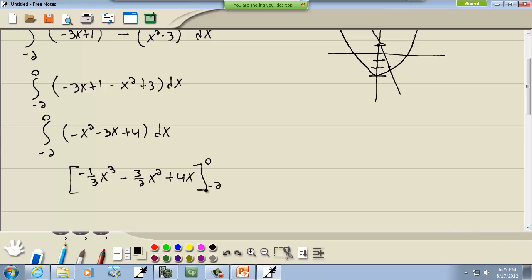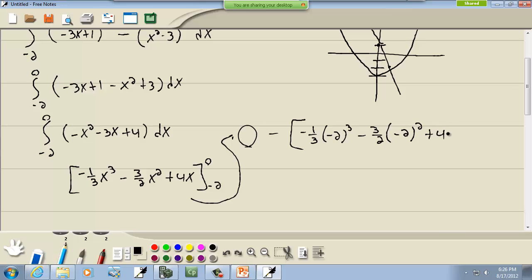Now when I put 0 in there, the 0 is not going to do anything, so we just get one big 0 there. Because if I put this 0 in here, 0 to the third is 0, times that is 0, this is 0, this is 0. So we just have to worry about negative 2. So I've got negative 1/3, and then negative 2 to the third power, minus 3/2, negative 2 squared, plus 4 times negative 2. Negative 2 to the third is negative 8, times the negative gives us positive 8/3. Negative 2 squared is 4, times 3 is 12, divided by 2 is 6.